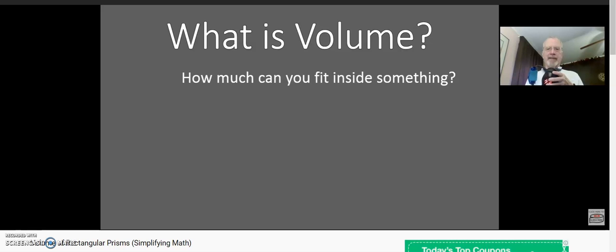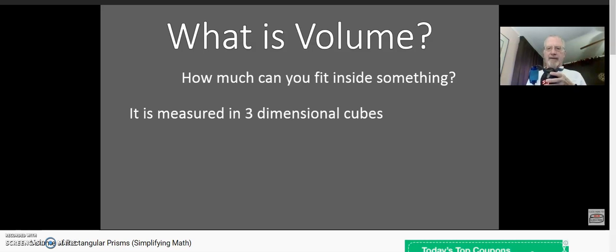Volume is, in common terms, how much stuff you can fit inside of something, inside of a three-dimensional solid. Because it's something that you fit inside of another something, it's measured in 3 dimensions, and we often measure them in 3-dimensional cubes. For example, if it's 1 inch by 1 inch by 1 inch, we would call that a cubic inch. So it's a little cube that's 1 inch by 1 inch by 1 inch.